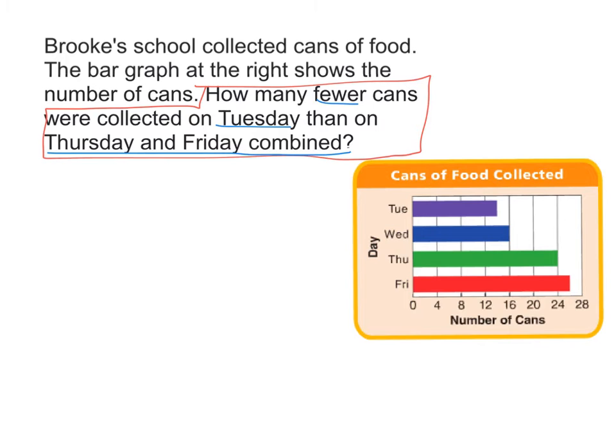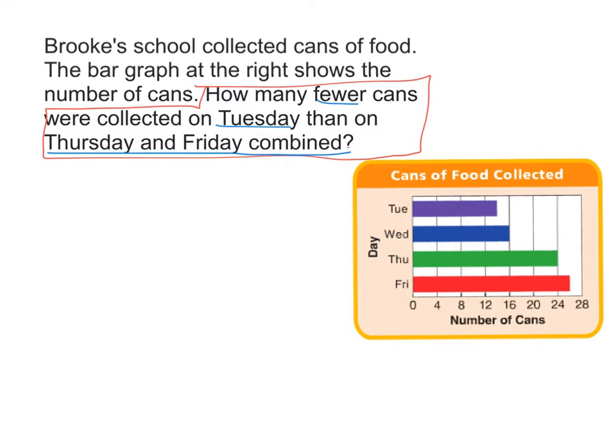Let's start with figuring out how many cans were collected on each day. So here is a labeled day. So on Tuesday, how many cans were collected? Well, the bar ends right here in between 12 and 16. That's a little weird. Let's look at the scale.